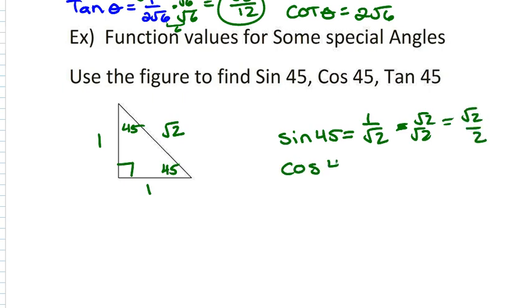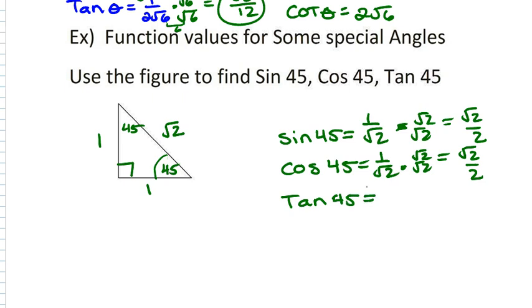Cosine 45, doesn't matter which 45 we use, so let's use that one. 1 over, so the adjacent is 1, the hypotenuse is the square root of 2, so it's the same. So when we rationalize it, we get the square root of 2 over 2. The tangent of 45 is 1 over 1, opposite over adjacent, so it's just 1.